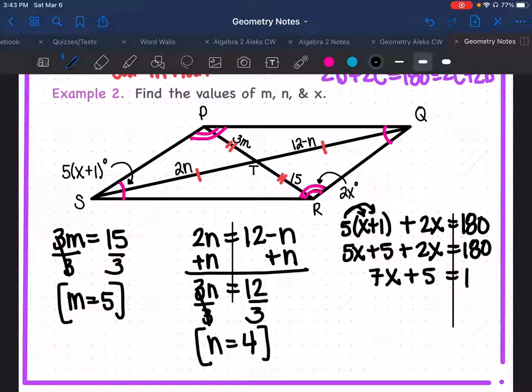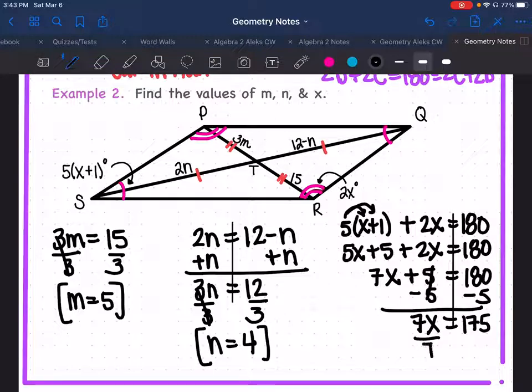I'm going to go ahead and subtract the 5 from both sides, leaving me with 7x equals, oops, I was thinking of what's on the next side. 7x equals 175. And I'm going to go ahead and divide by 7.